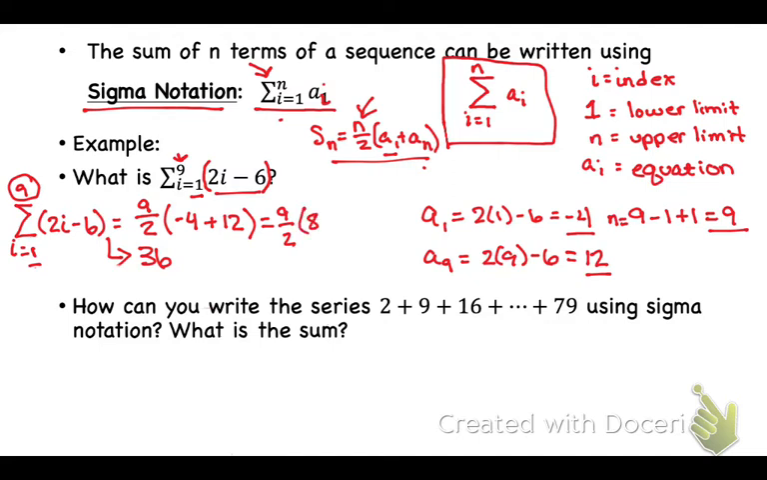Okay, so what's half of 8? 4. And 9 times 4 is 36. Did we get the same answer a lot quicker? Yeah. So if it's arithmetic, should I use my formula?